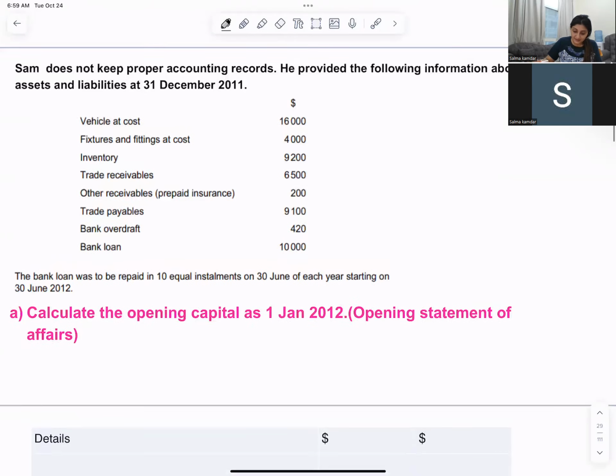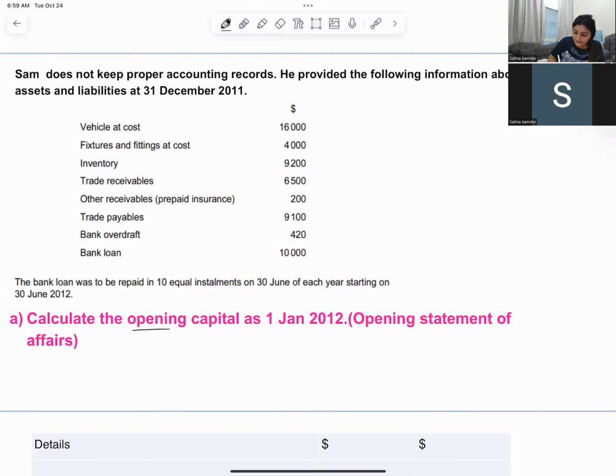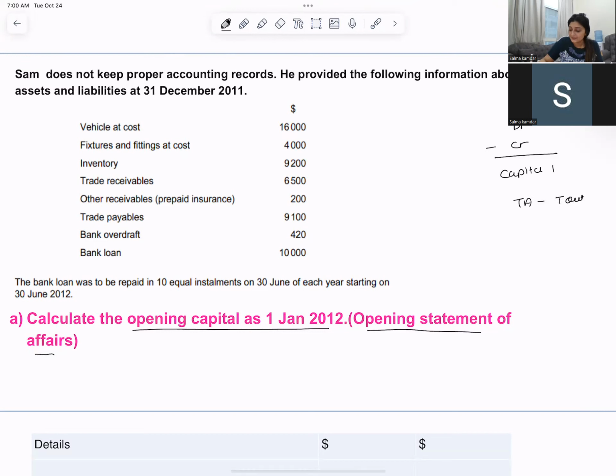Let's see. They want you to calculate the opening capital on 1st Jan. So that means they're asking you to make the opening statement of affairs. Statement of affairs is like the balance sheet. All the debit minus all the credit will give you your capital. That means your total assets minus your total outside liabilities will give you capital. So the way is that you find out what is debit, what is credit. From the debit minus your credit, you will get your capital. Let's check.